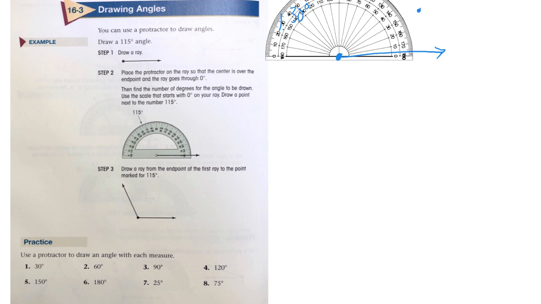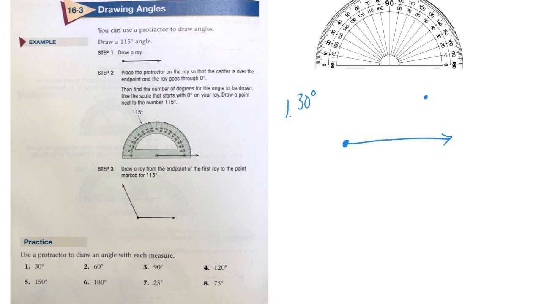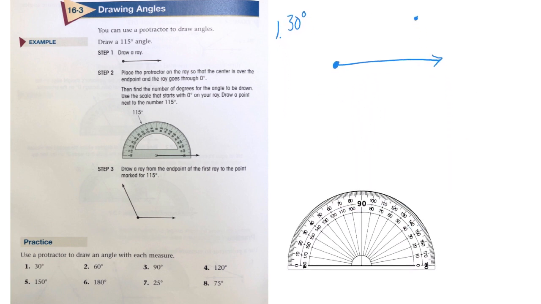Now I can get that protractor out of the way. And we can connect the endpoint to there. And so now we have a 30-degree angle. It's freehand, so it's not perfect, but for our purposes, getting the basic hang of how to make some angles, that's the idea.